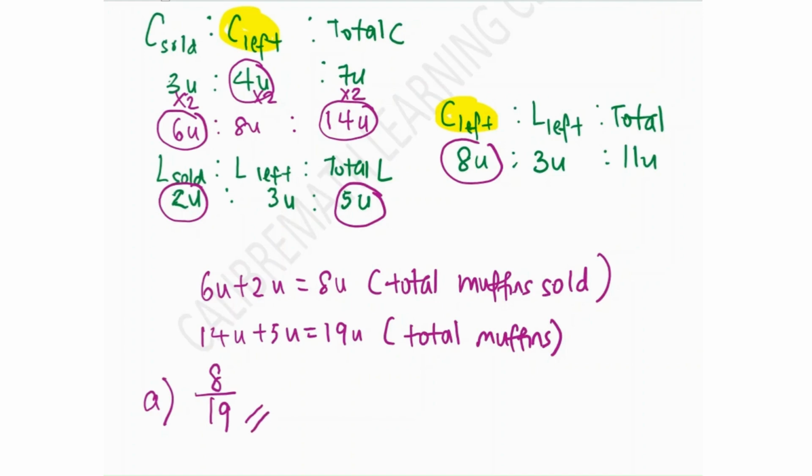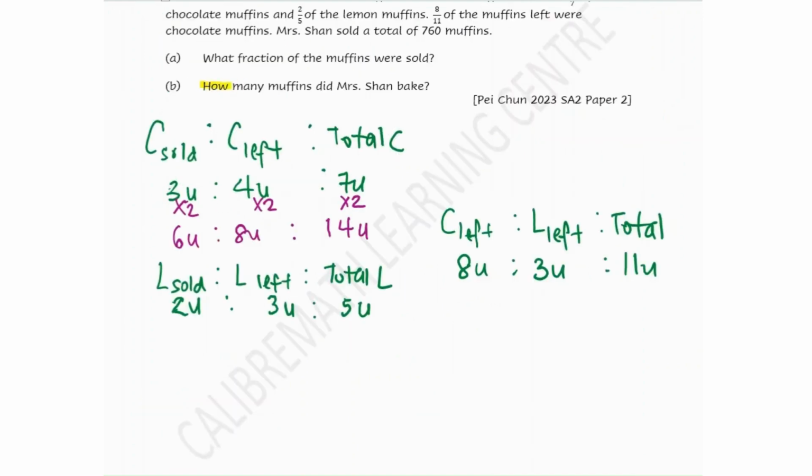And now for part B, the question is asking how many muffins did Mrs. Shan bake? We also have one information that we have not made use of, which is this sentence here. Mrs. Shan sold a total of 760 muffins. So we have found out the total number of muffins sold from part A, that is the 6 units and the 2 units. And that gives us 8 units. We can equate this 8 units to be equivalent to 760. So to find for 1 unit, you can use 760 to divide by 8, and that gives you 95.